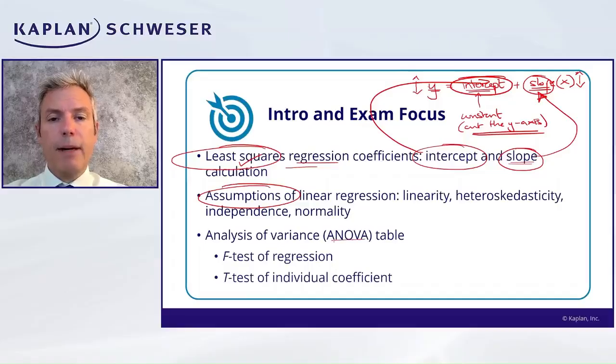And then we're going to wrap up with an analysis of variance, something called ANOVA. Analysis of variance is an analysis of how good a job your model is doing, how good a job your x variable is doing at explaining variation in y. That's what analysis of variance is, and there are a couple of statistical tests there for us to do.